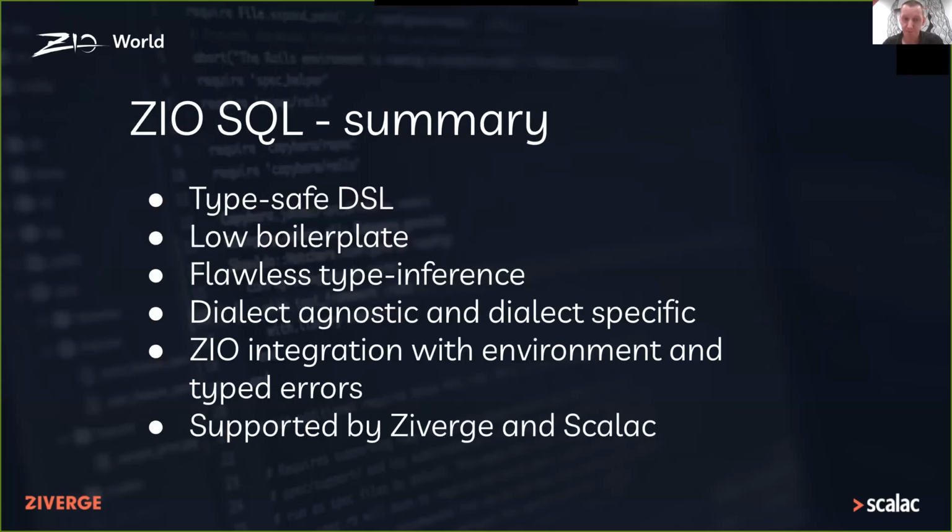And to summarize, what ZIO SQL gives us is a type safe DSL, as close to SQL as it can be, with low boilerplate and flawless type inference. It can be dialect agnostic, but it also can be dialect specific if we need it to. It's closely integrated with ZIO, obviously, with environment and typed errors.